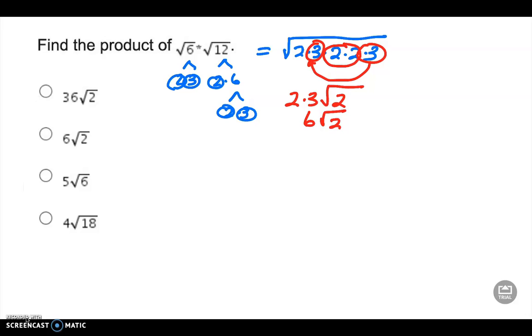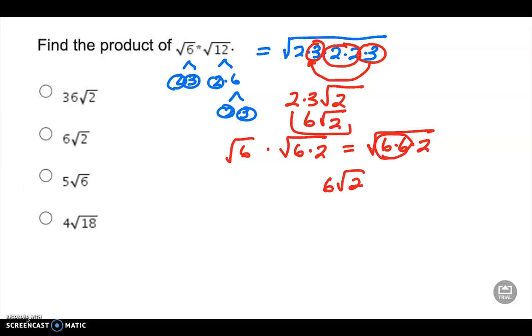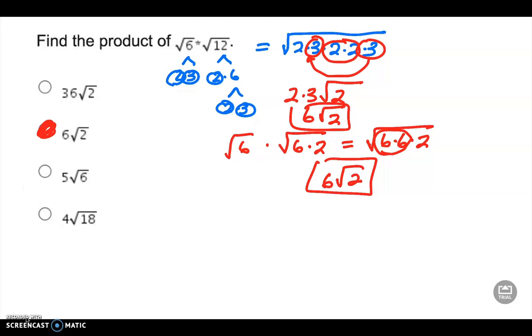Another way of looking at this is I could say, well, I already know this is 6, and I know 12 is 6 times 2. So I could do 6 times 6 times 2, have a pair, so that would be 6 radical 2. I'm going to get the same answer. So when you can identify pairs underneath the radical, that's how we always pull one out. So you can prime factor them all the way down, or you can do it that way.